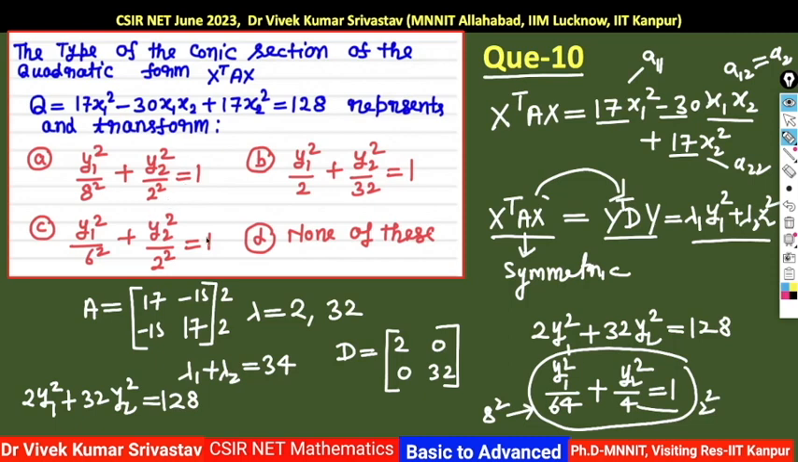So finally, which option is correct? This quadratic form is transformed to the second conic section, that is y1 square upon 8 square plus y2 square upon 2 square is equal to 1. So for this case, option number A is correct, right? This option number A is correct.